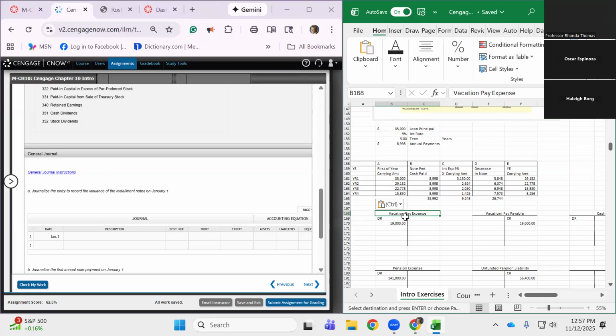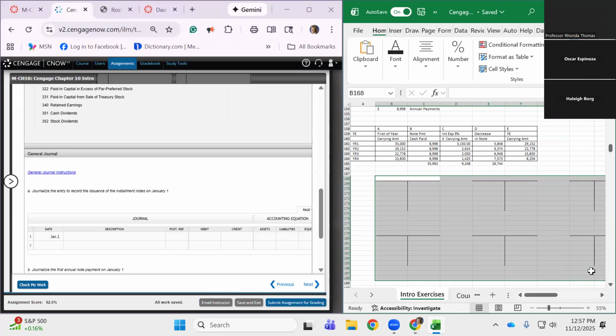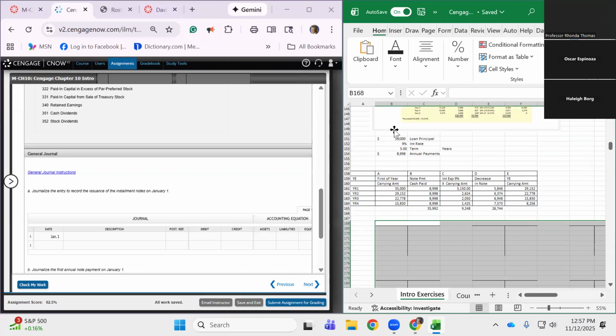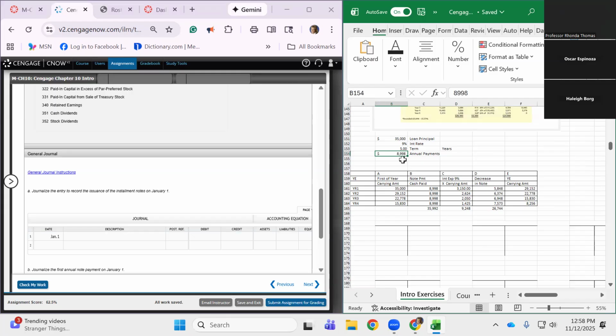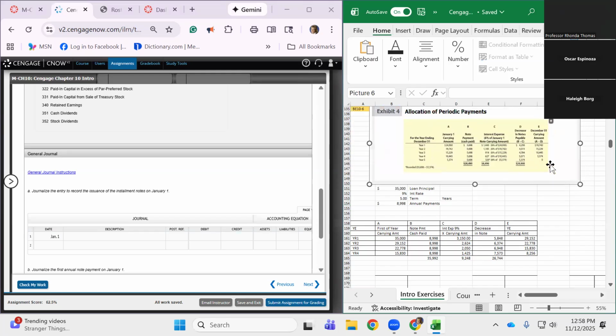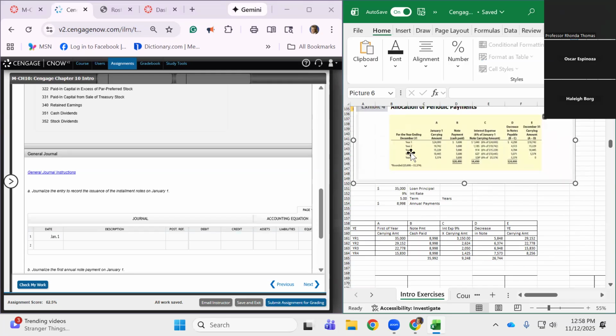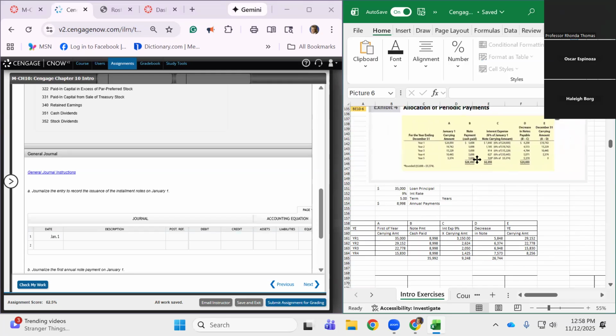But okay, so here are the T accounts, and we're getting ready to do an installment payment on a loan. Once again, the loan is $35,000. We have an interest rate of 9% for 5 years. They told us that the annual payments are $8,998. You create a little table that looks something like this. This table is in the book, and I wanted to try to replicate it in my Excel sheet here. Once again, usually these are by the month.